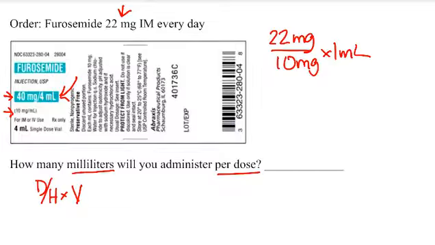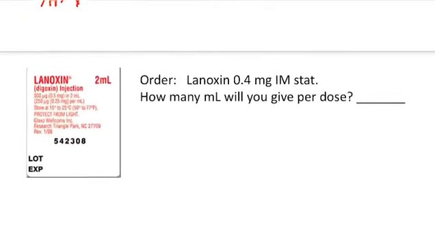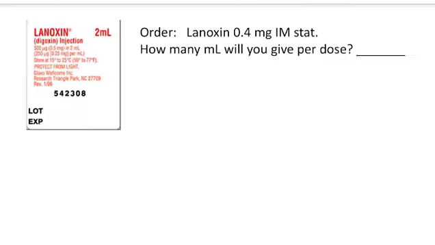1 milliliter. I'm going to get my calculator, and I'm going to do 22 divided by 10, multiply that by 1, and I get 2.2 milliliters. You want to make sure you label your answer and write it on that line so that your instructor knows that that's your final answer. Okay? Next question. How many mils will you give per dose?